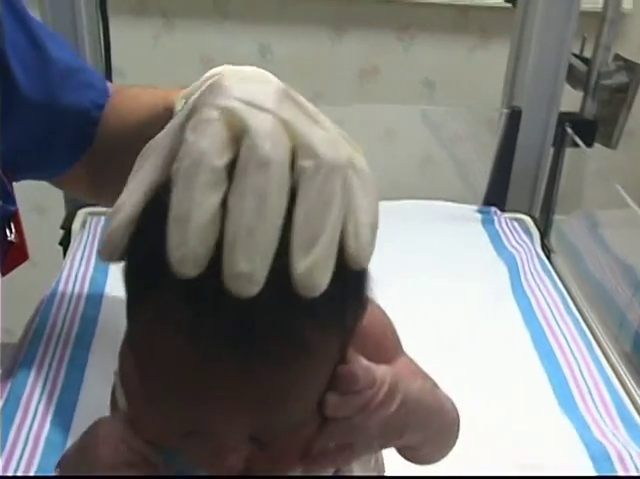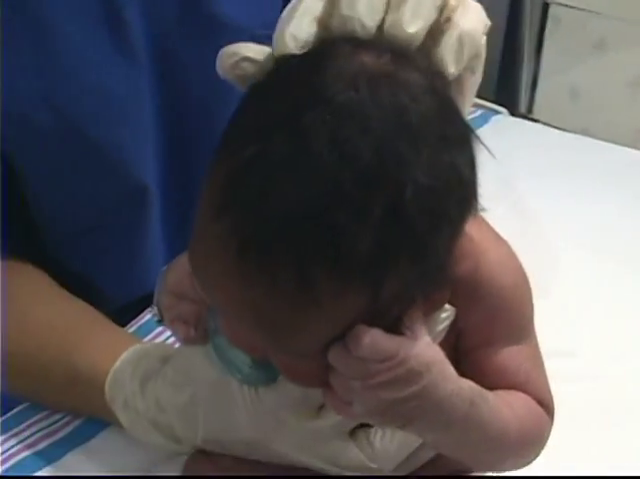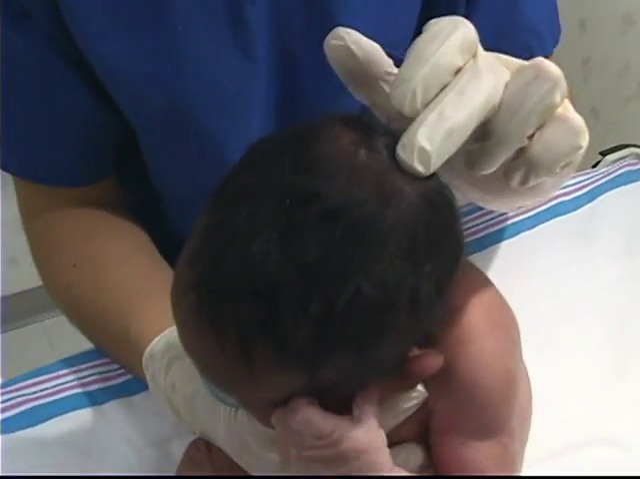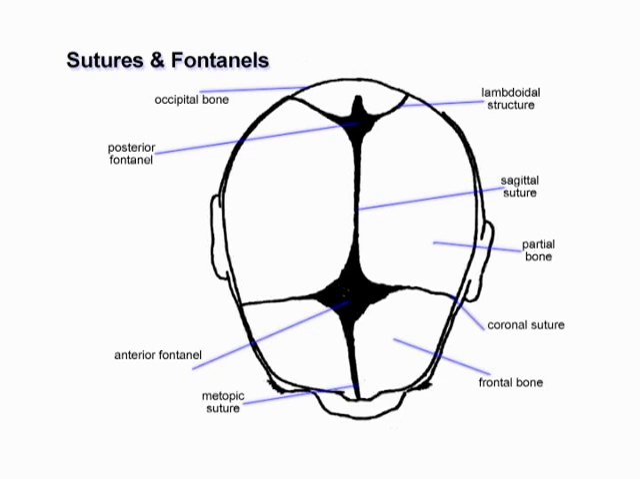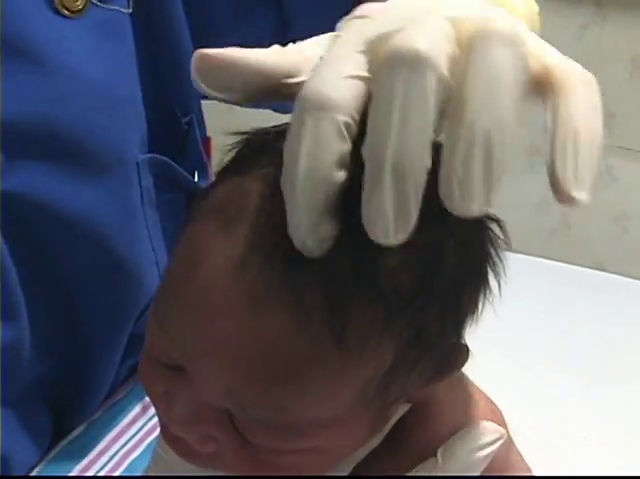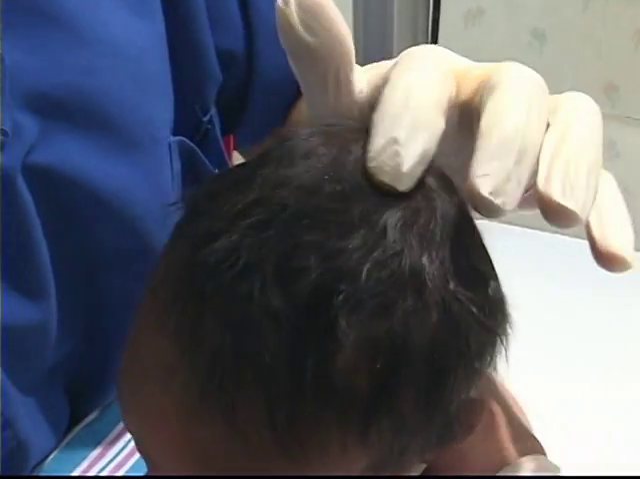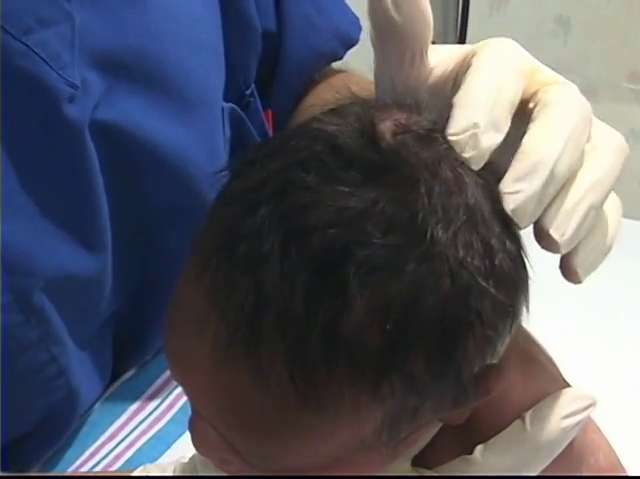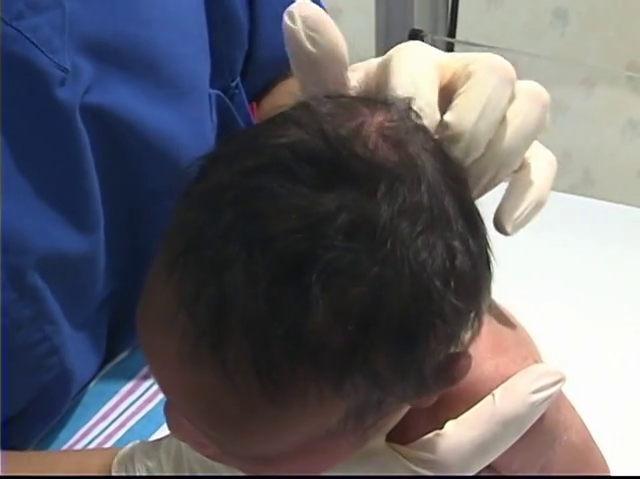Use inspection and palpation to assess for the presence of soft tissue masses such as caput succedaneum and cephalhematoma. Palpate the major suture lines along their full length. These include the sagittal, coronal, lambdoidal, and metopic sutures. Normally, the space between the cranial bones ranges from 1 centimeter in width to slightly overlapping.